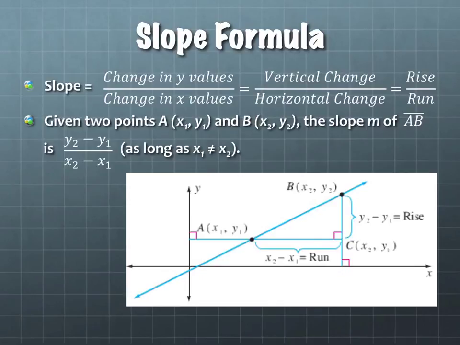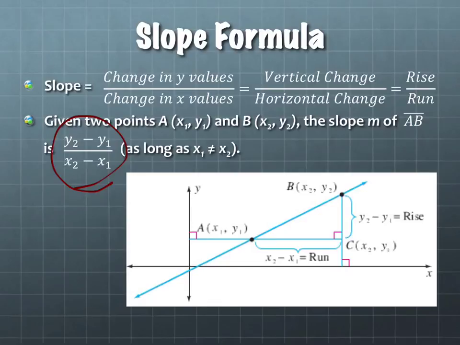Given 2 points, A is (x1, y1) and B is (x2, y2). The slope m of AB is (y2 - y1) over (x2 - x1), as long as x1 and x2 aren't the same. So what would happen if x1 and x2 were the same numerically to our slope? What would happen inside of this expression? We get a 0 in the denominator, which is undefined, right? So what kind of a line would that tell us that we have? Vertical. That's a vertical line.